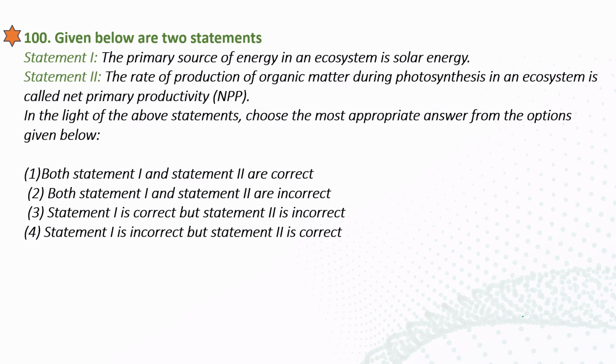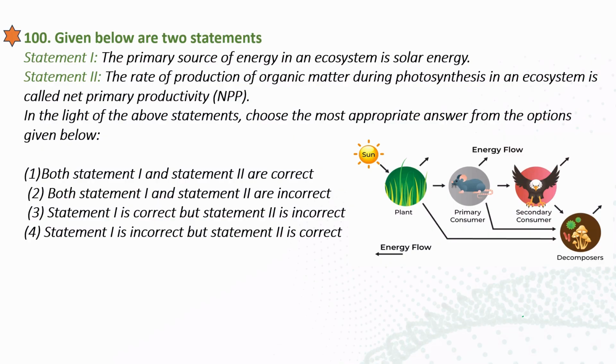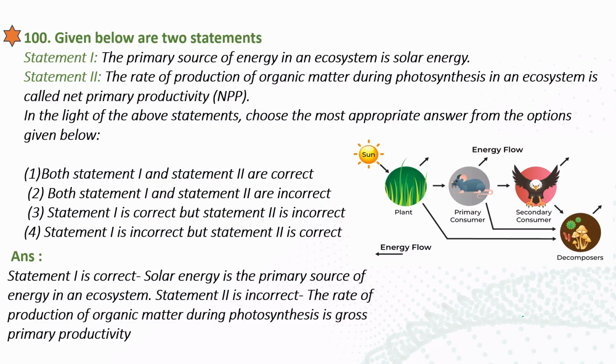So this belongs to the statements actually. If you see here statement 1 is, the primary source of energy in an ecosystem is solar energy. Okay, normally the primary source of energy in an ecosystem is solar energy. This is the right answer. And the statement 2 is, the rate of production of organic matter during photosynthesis in an ecosystem is called net primary productivity.